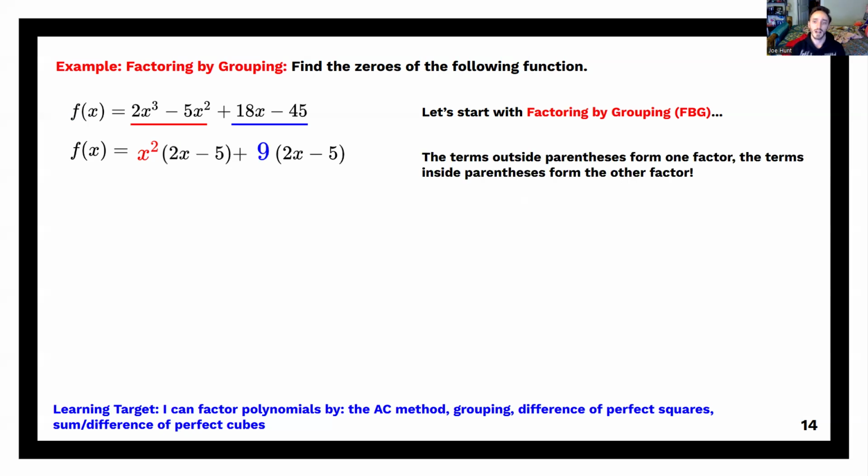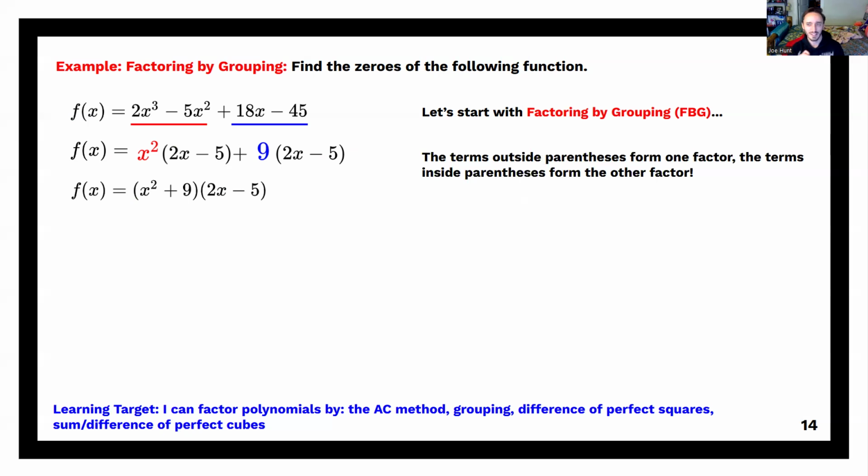So once I've spotted the GCFs that I can remove, and those factors inside parentheses are matching, then the terms outside parentheses are going to form one factor of the factored form, and the things already inside parentheses are going to form the other factor. So now I've got f of x is the quantity x squared plus 9 times 2x minus 5. Now, as I'm looking at each of these factors, something that I'm always asking myself is, can I go any further, right? I see an x squared and I see a 9, so my mind automatically goes, hey, maybe difference of perfect squares is going to work.